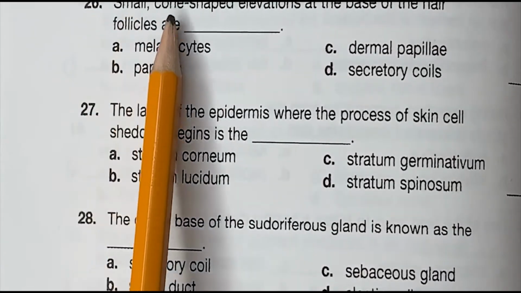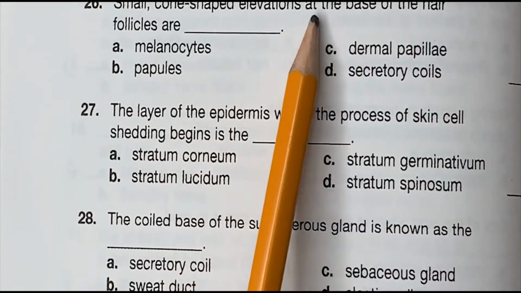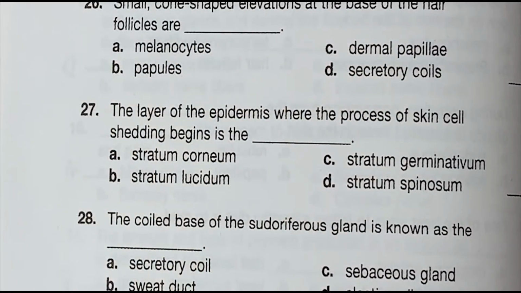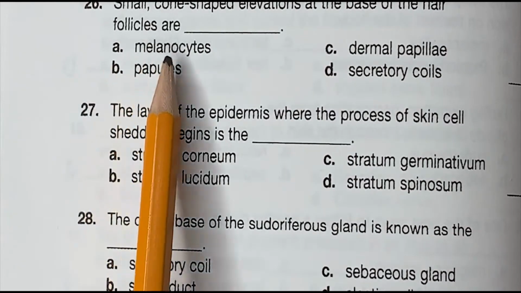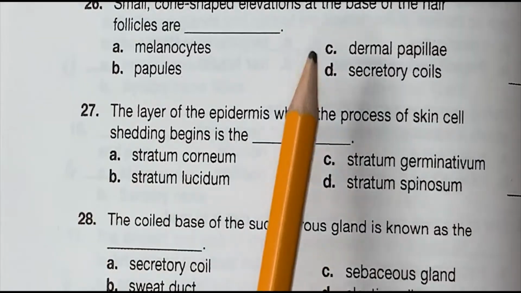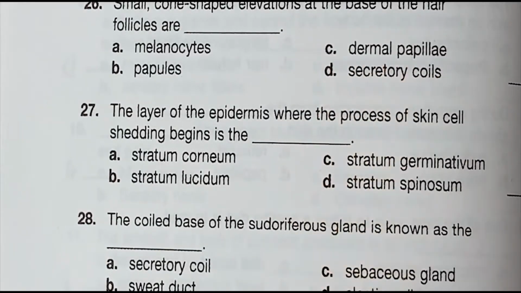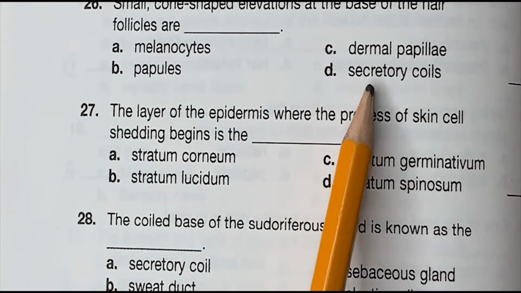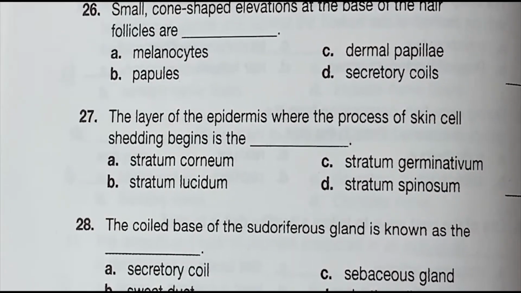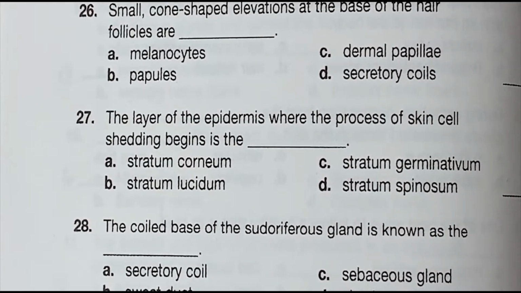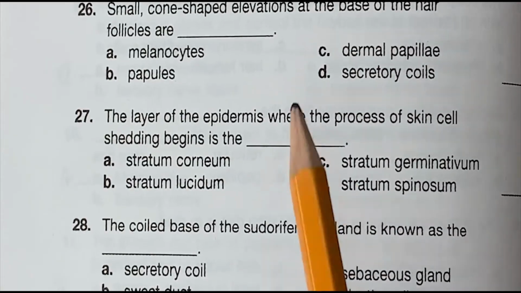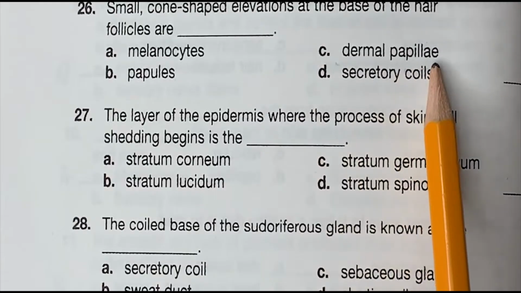26. Small cone-shaped elevations at the base of the hair follicles are blank. A, melanocytes, B, papules, C, dermal papillae, or D, secretory cords? And your correct answer is C, dermal papillae.